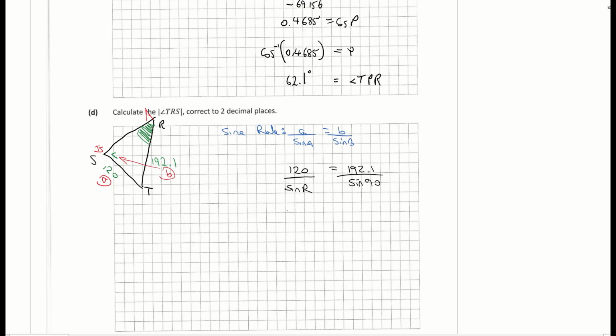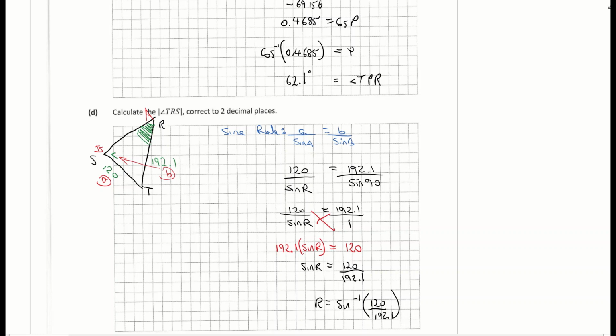degrees. Now sine of 90 degrees is going to give me 1 on my calculator, so that's 192.1 all over 1. I'm then going to cross multiply here, and that's going to give me 192.1 times sine OR is equal to 1 multiplied by 120, which is 120. Then to get sine OR on its own, I'm going to divide across by 192.1. And I'm going to find the inverse of that then to get OR on its own. So sine inverse of 120 over 192.1.